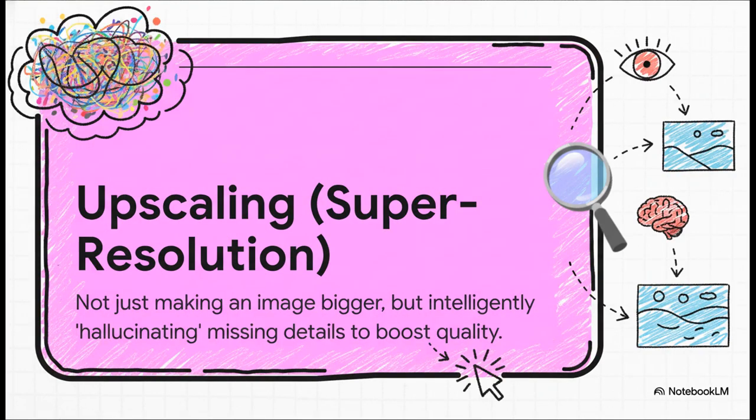It's perfect for removing unwanted objects or people from a photo. Then there's upscaling, or super resolution, and this is so cool. It's not just making an image bigger, stretching the pixels out. No, the AI is actually hallucinating the missing details. It looks at the blurry low-res image and intelligently adds in the detail and texture it thinks should be there, giving you a genuinely sharper, higher quality picture. It's more like an artist restoring an old painting than just hitting zoom.